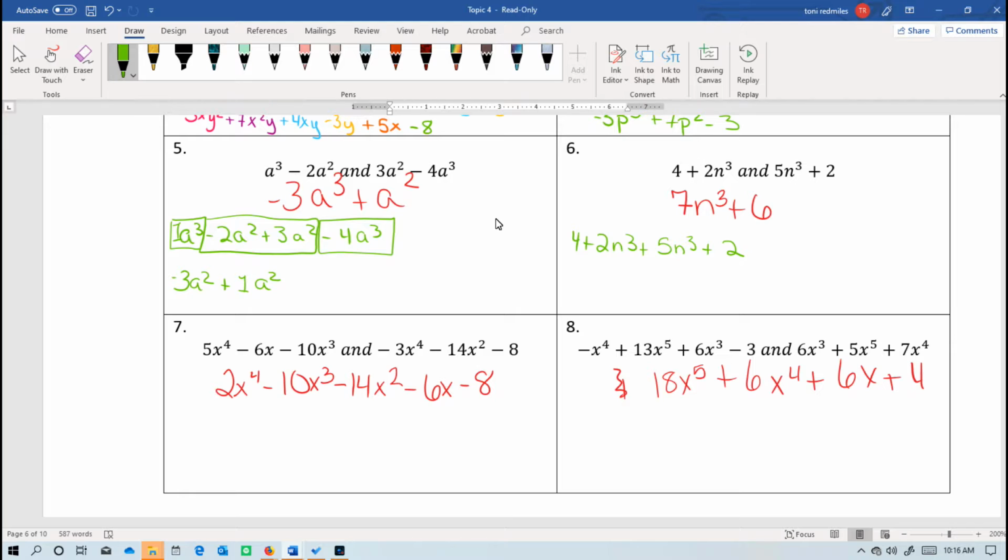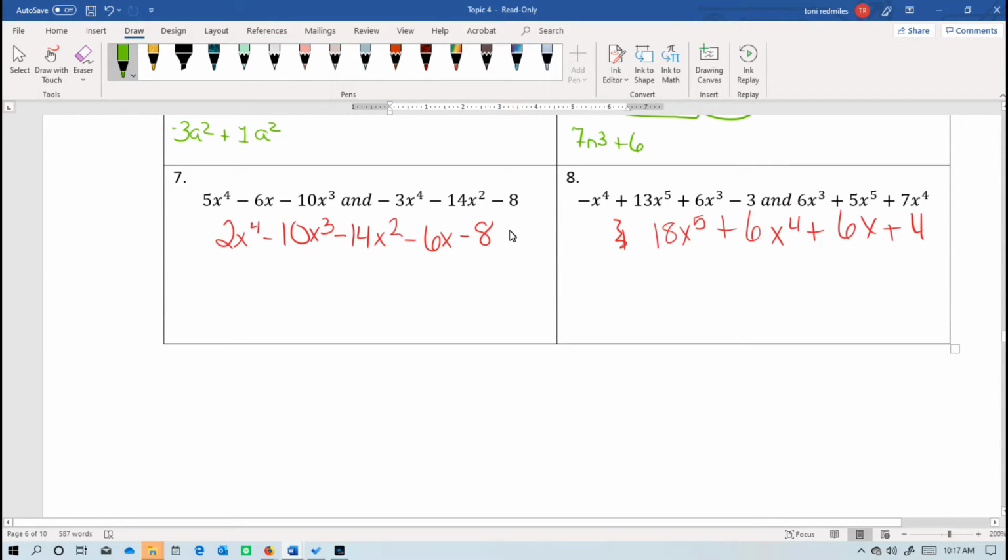All right, so our highest degree of power are these n cubes, and it's just straightforward addition. So 2 plus 5 is going to give me a 7n cubed, and then I got to combine this 4 with this positive 2. It's just simple addition again. It's going to be a 6. All right, I'm going to write this one out above.